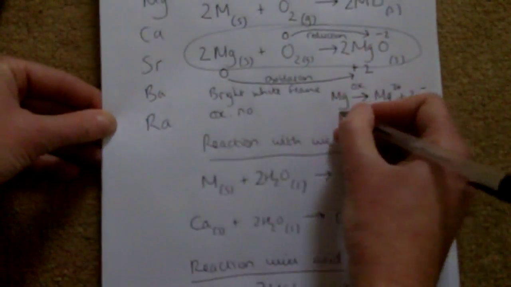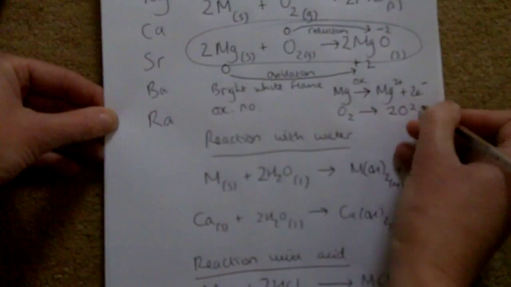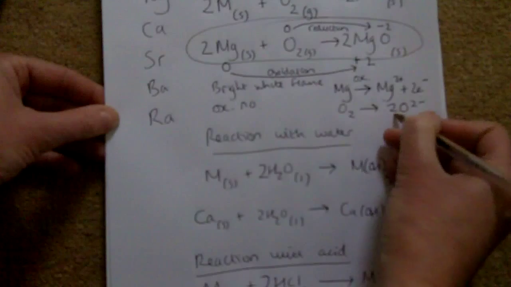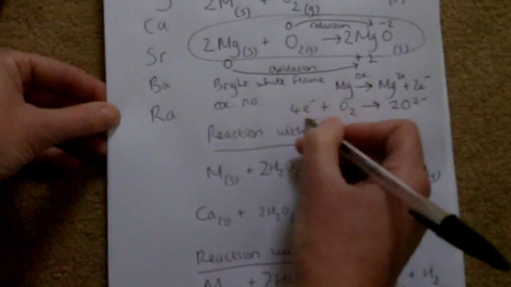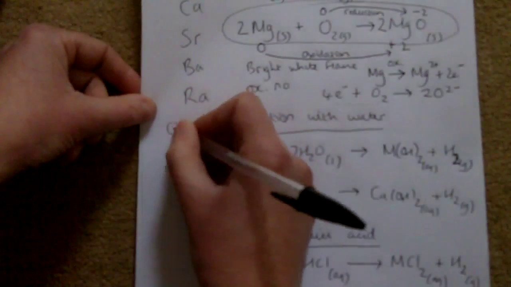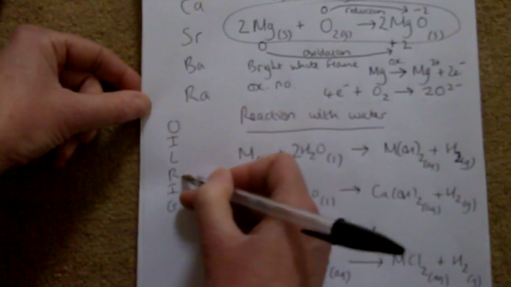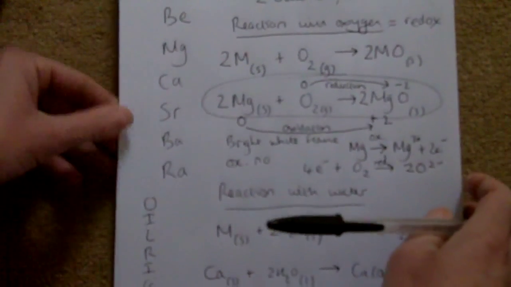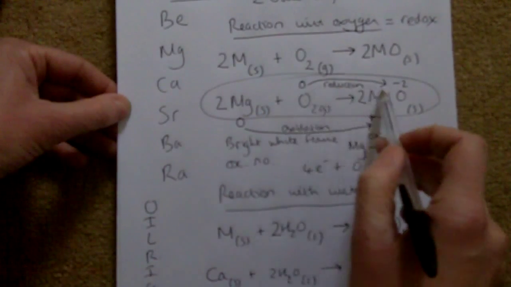And then let's focus on the oxygen here. So the oxygen has gone from an oxygen molecule to 2 oxide ions. Total charge 4 minus. So over here we need 4 minus. The oxygen has gained electrons. Remember that we're dealing with OIL RIG. Oxidation is the loss of electrons, reduction is the gain of electrons, and that is reduction. And that is what is happening when you react with oxygen. Magnesium is oxidized and the oxygen is reduced.